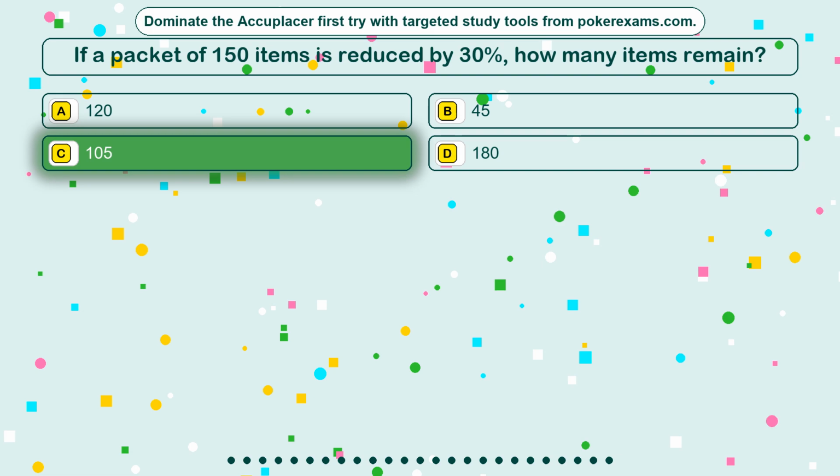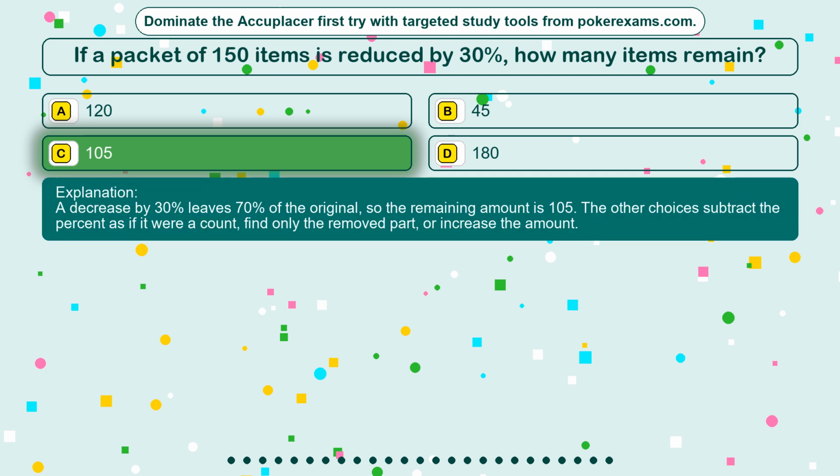The correct answer is option C, 105. A decrease by 30% leaves 70% of the original, so the remaining amount is 105. The other choices subtract the percent as if it were a count, find only the removed part, or increase the amount.